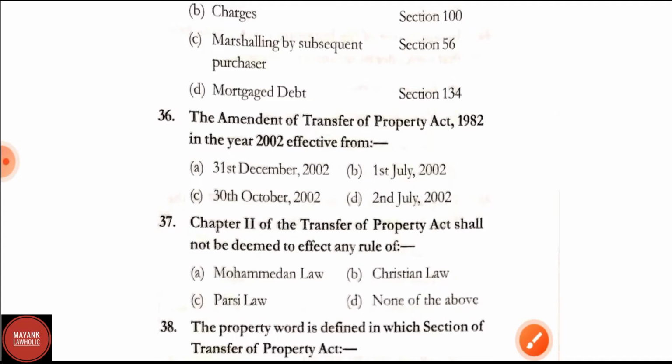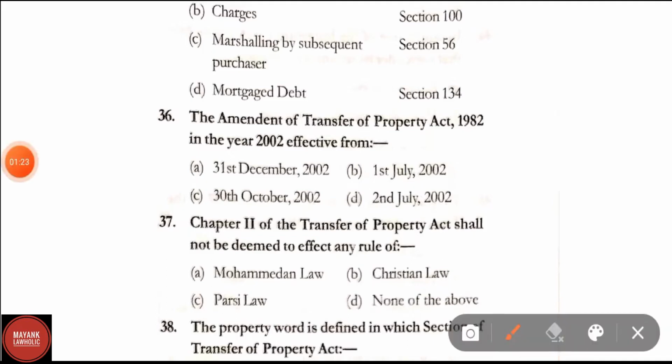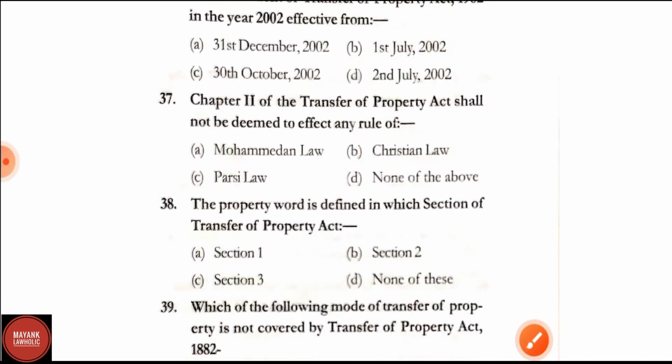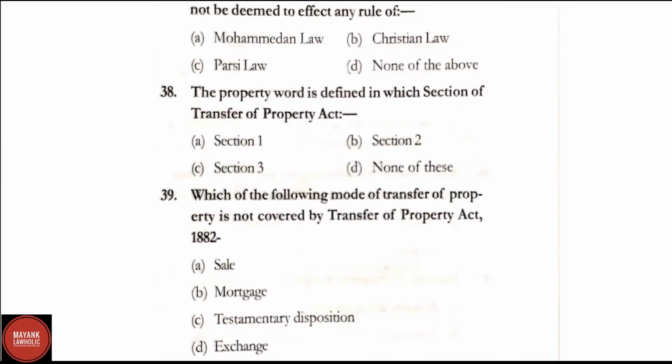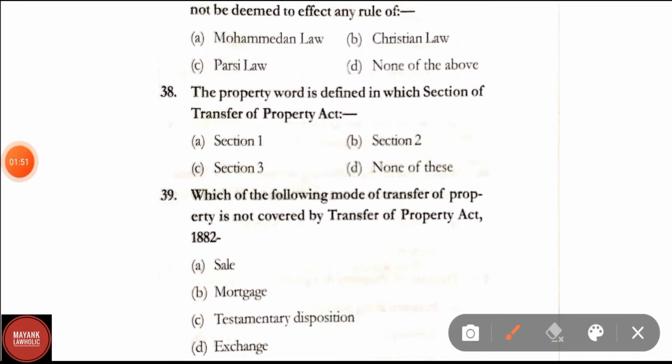Question number 36. The amendment of the Transfer of Property Act 1882 in the year 2002 was effective from 31st December 2002. Correct answer is option A, 31st December 2002. Question number 37. Chapter 2 of the Transfer of Property Act shall not be deemed to affect any rule of Mohammedan law, Christian law, Parsi law, none of the above. Correct answer is option A, that is Mohammedan law. Question number 38. The word property is defined in which section of the TPA?